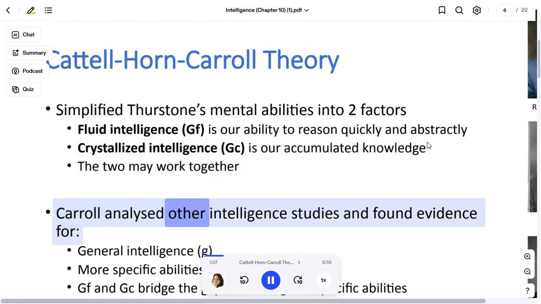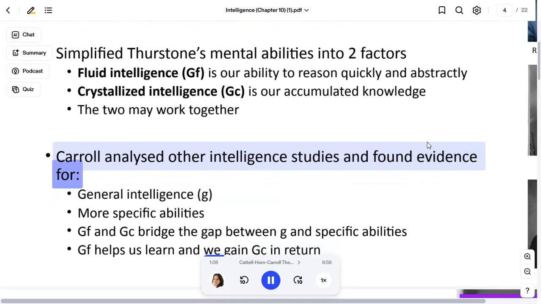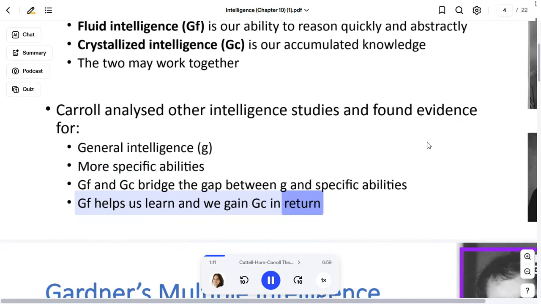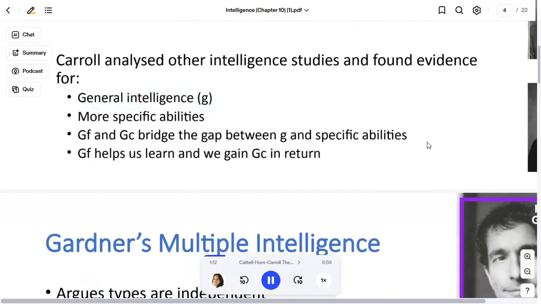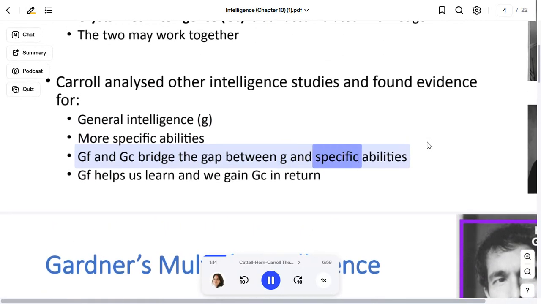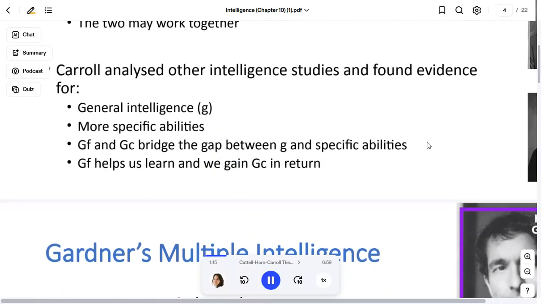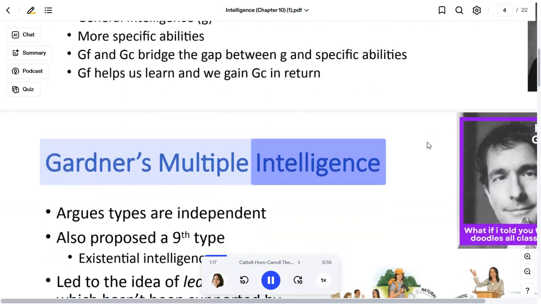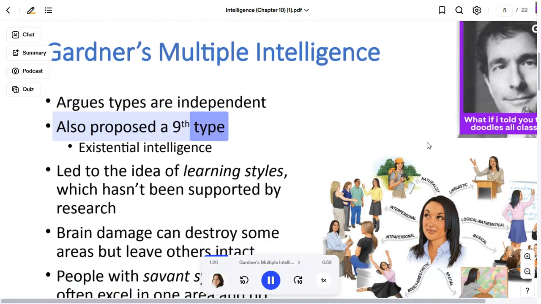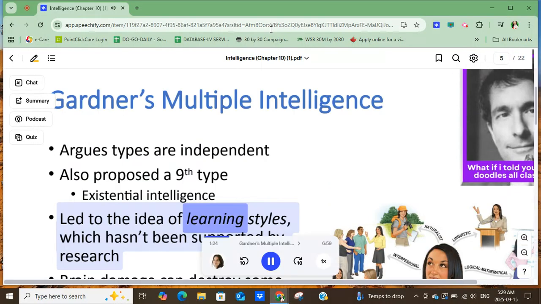Carroll analyzed other intelligence studies and found evidence for more specific abilities. Gf helps us learn, and we gain Gc in return. General intelligence. Raymond Cattell, John Horn. Gf and Gc bridge the gap between g and specific abilities. Gardner's multiple intelligences argues types are independent. He also proposed a 9th type, existential intelligence. This led to the idea of learning styles, which hasn't been supported by research.